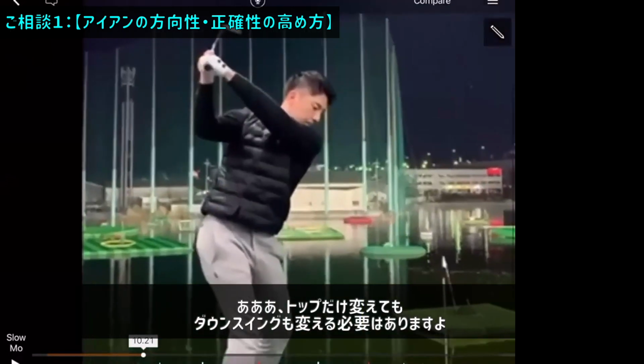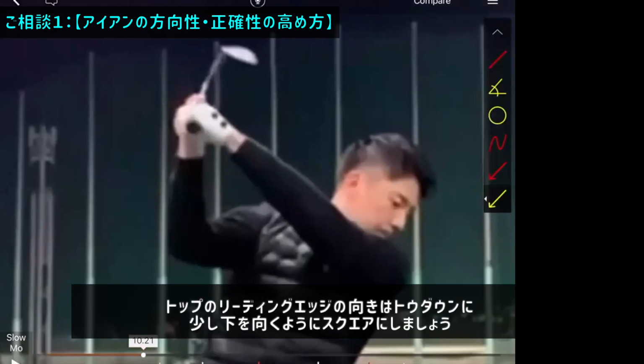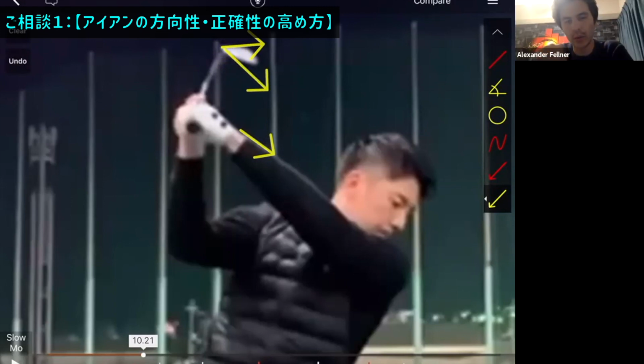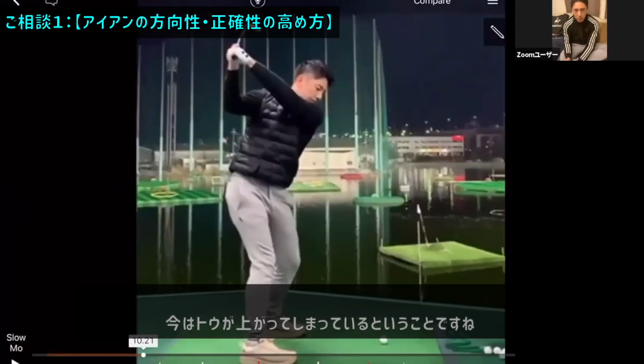So if he's going to fix the top, I still think you're going to have to fix the downswing, but you definitely want to get the leading edge a little bit less this way and a little bit more this way, right? So the toe is going to be a little bit more down. Yeah. What you're looking for is to get this leading edge a little bit more square with your forearm here in a 2D camera. So it's going to look a little bit more this way. I'd like the face to be at an angle parallel to the arm.